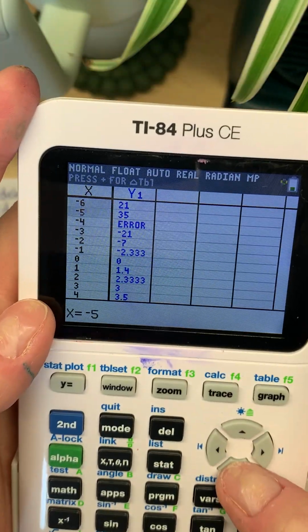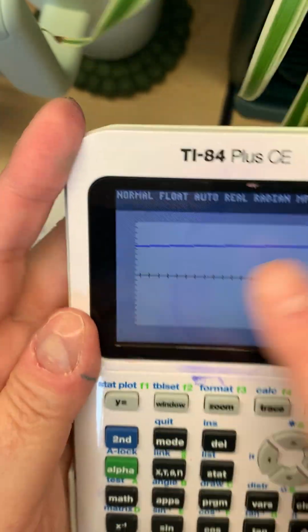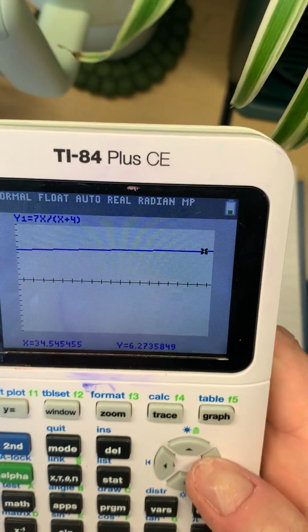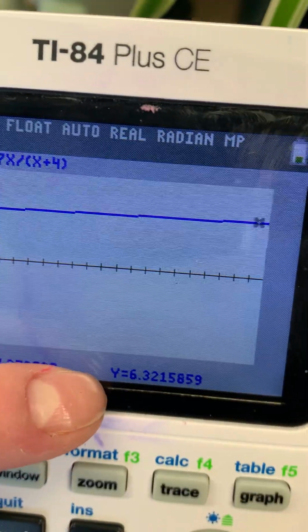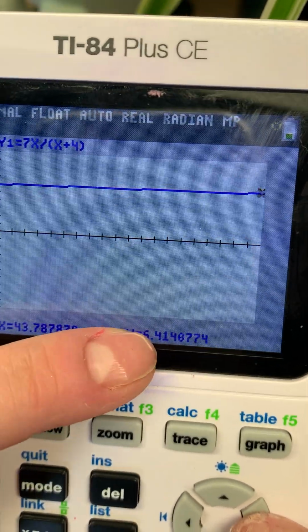we can see that, no, that's not a very good T-chart. I don't want to look at it. So anyway, if I press trace, the y value keeps getting bigger and bigger and bigger, and eventually it's going to go to 7.